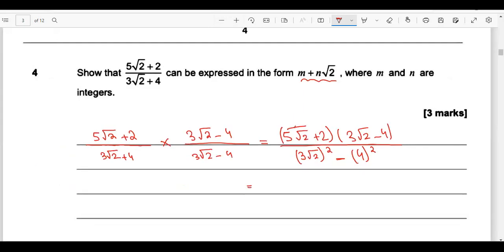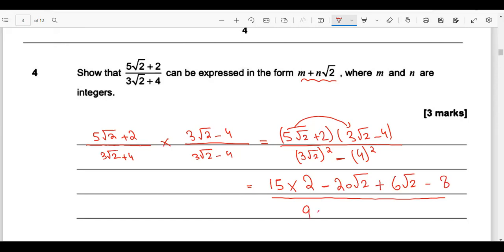So this with this would give me 5 into 3 is 15. Under root 2 into under root 2 would give me under root 2 squared, so 2. I can write it down as 2. Right? Very good. Then minus 5 into 4, 20 under root 2. Then plus 6 under root 2 and then minus 8 divided by 9 into 2 minus 16.